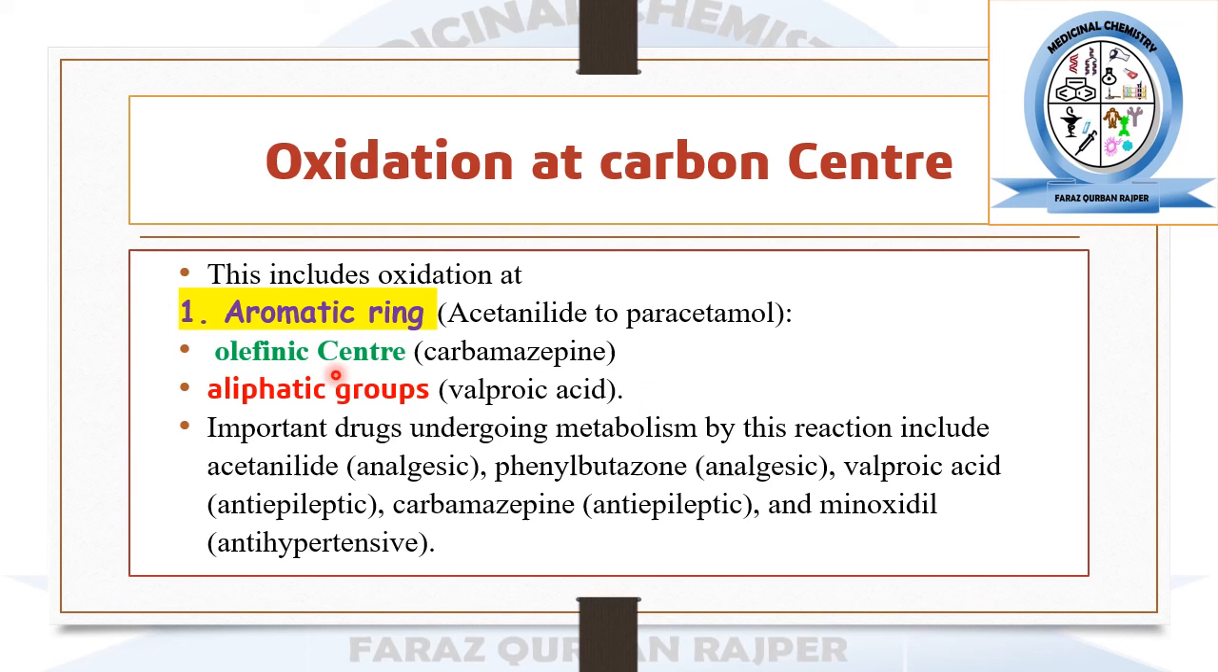Olefinic center, that is the unsaturated double bond or triple bond present in the chemical structure of the drug. An example of a drug that is metabolized at this specific site is carbamazepine. Aliphatic group, these are the alkyl side chains, and valproic acid is metabolized at this site in its chemical structure. Other important drugs that undergo the phase 1 oxidation reaction are phenylbutazone, valproic acid, carbamazepine, minoxidil, and so on.